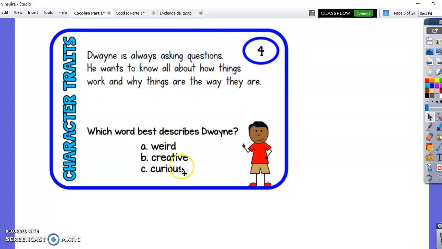If you know what the word curious means, it means that you want to know about something. Curious George always got himself in trouble in the stories because he's always so curious. He's not a bad monkey, he's just curious. A lot of kids are curious and they want to know all about how things work and why things are the way they are. So the best character trait here for Dwayne is curious.